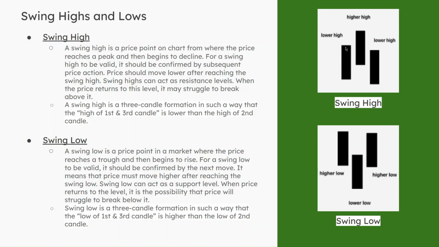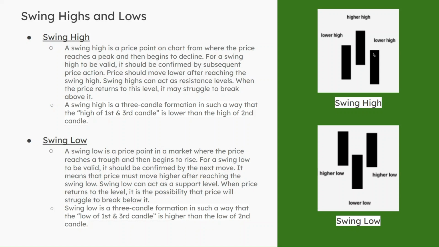A swing high occurs when the high of the first candle and the third candle is lower than the high of the second candle. In a three candle arrangement, the high of the second candle is called the swing high.